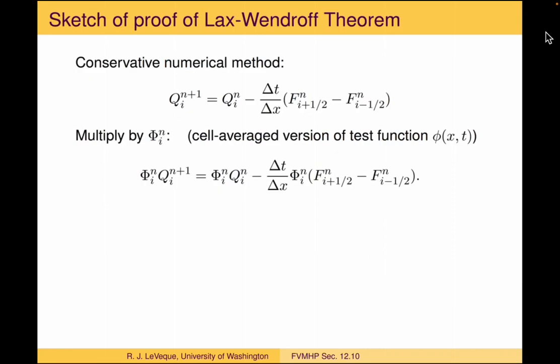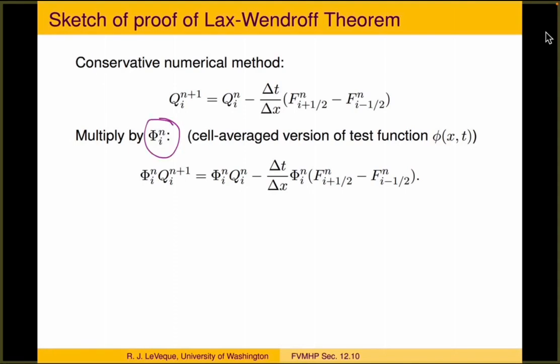So how do we prove this? Well, we'll start with this conservative numerical method, and we'll do the same sort of thing that we did to take the differential equation and compute the weak form. We'll take capital Phi_i^n to be an approximation of a smooth test function phi that has compact support and some smoothness properties. And then we'll just multiply by Phi_i^n everywhere in this difference equation, both on the left and the right.